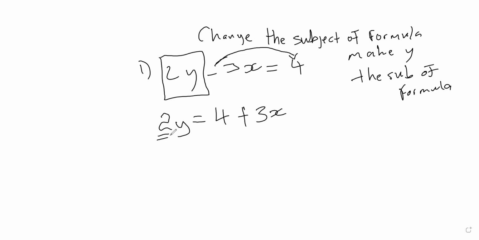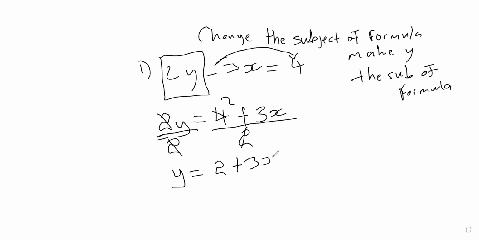To get rid of the 2, you divide by 2 on both sides so that the 2 is cancelled. And then you have y is equal to, and then you can simplify it: 2 into 2 is 1 and 2 into 4 is 2. So you'll be left with 2 plus 3x over 2.